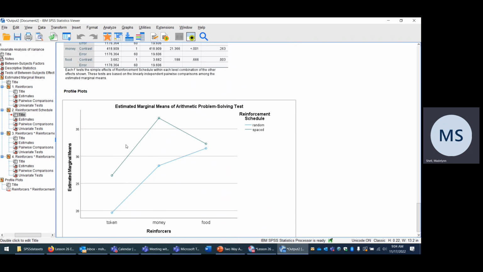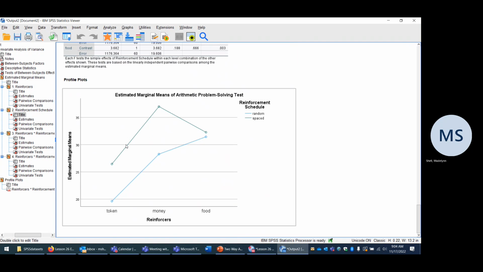Let's look at our graphing. And so we can look, this looks a little bit different from the graphs that we made in class, only because we have, instead of a 2x2 design, this is a 2x3 design. But what you can see here is that in general, it looks like the spaced reinforcement schedule led to higher test scores for token and money reinforcers, but for food reinforcers, there wasn't a significant difference between random versus spaced.